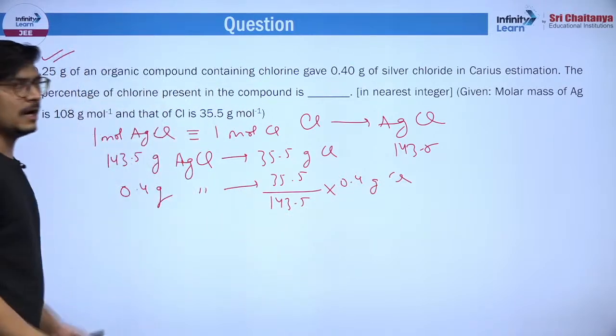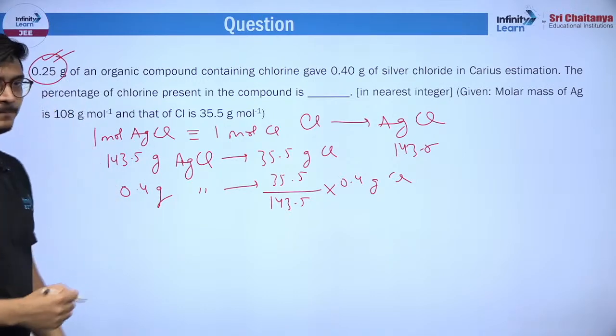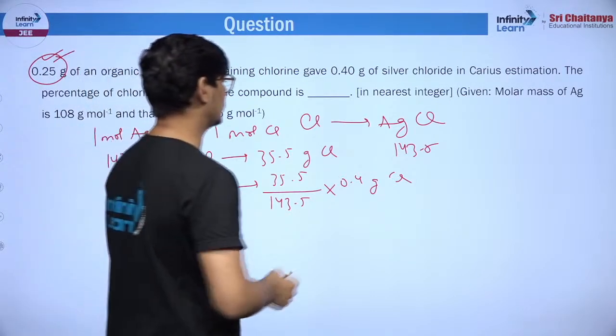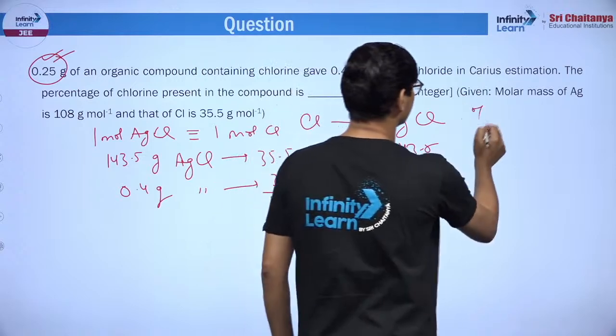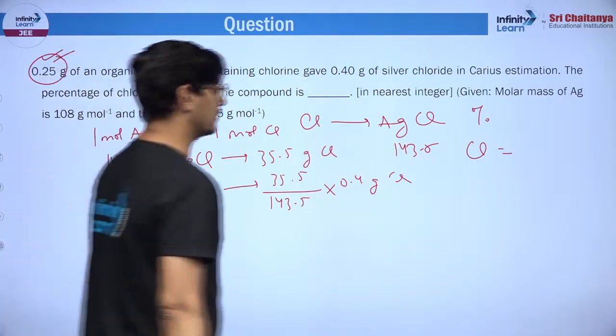ठीक है, अब इतना जो क्लोराइड है वो आपके 0.25 ग्राम कंपाउंड से आ रहा है. राइट, इज दैट क्लियर? तो जो हमारा परसेंटेज क्लोरीन है वही तो पूछा जा रहा है. राइट, द परसेंटेज ऑफ क्लोरीन प्रेजेंट इन द कंपाउंड, इट्स वेरी सिंपल.